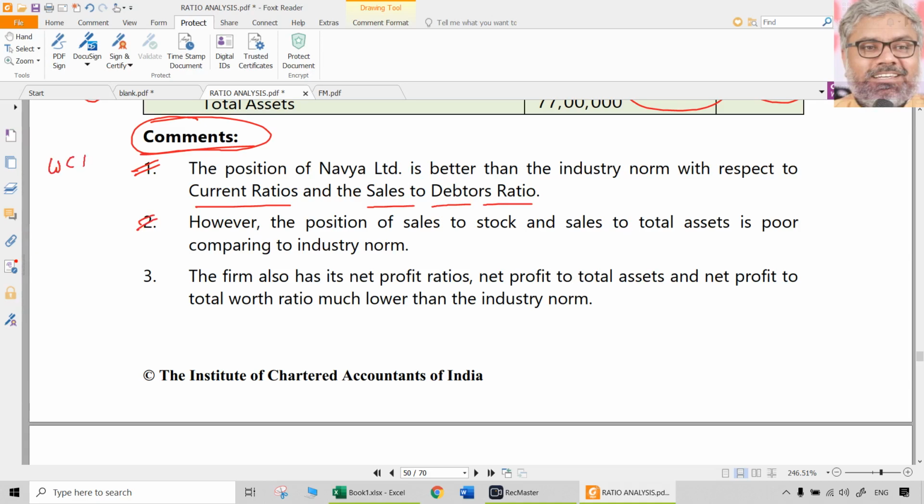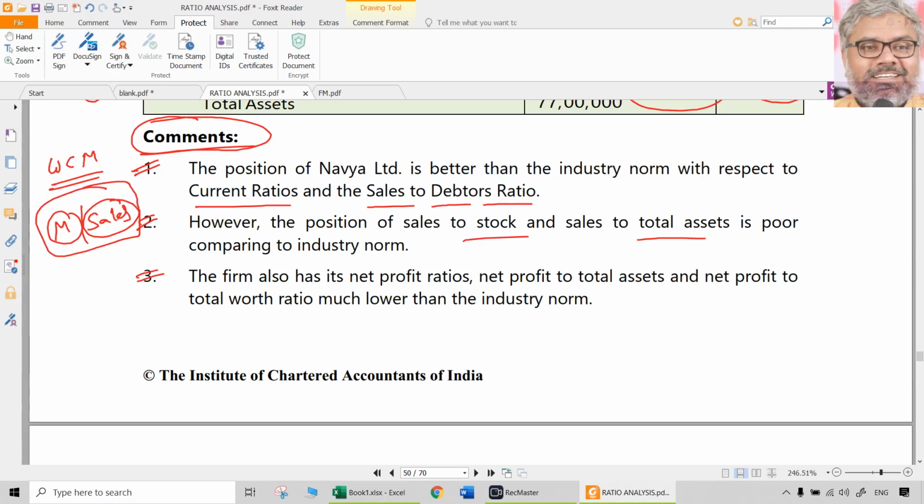Entire working capital management of this company is good. Working capital position is good, working capital management is good, receivables management is also good. However, other things like stock turnover, sales to total assets is poor, which means again, the marketing team is not doing good. The sales are very poor. Marketing or sales team is underperforming. The sales of the company are not as good as the industry norms are indicating.